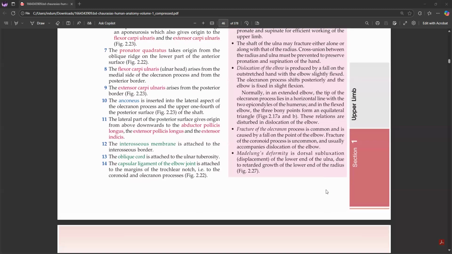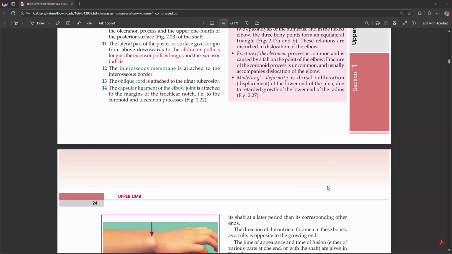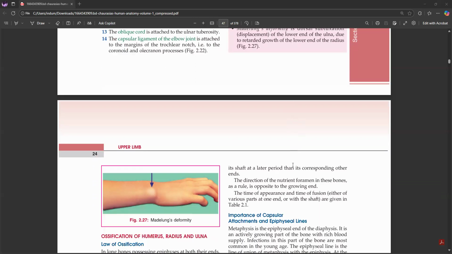Fracture of the olecranon process is common and is caused by a fall on the point of the elbow. Fracture of the coronoid process is uncommon and usually accompanies dislocation of the elbow. Madelung's deformity is dorsal subluxation of the lower end of the ulna due to retarded growth of the lower end of the radius, figure 2.27.